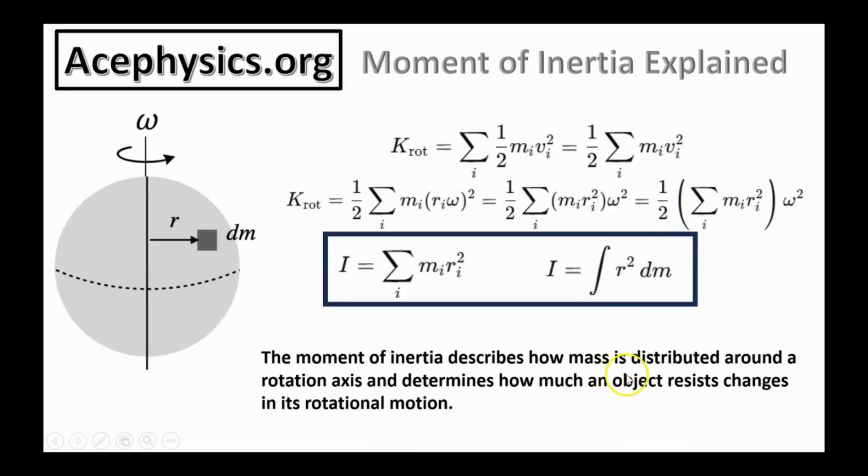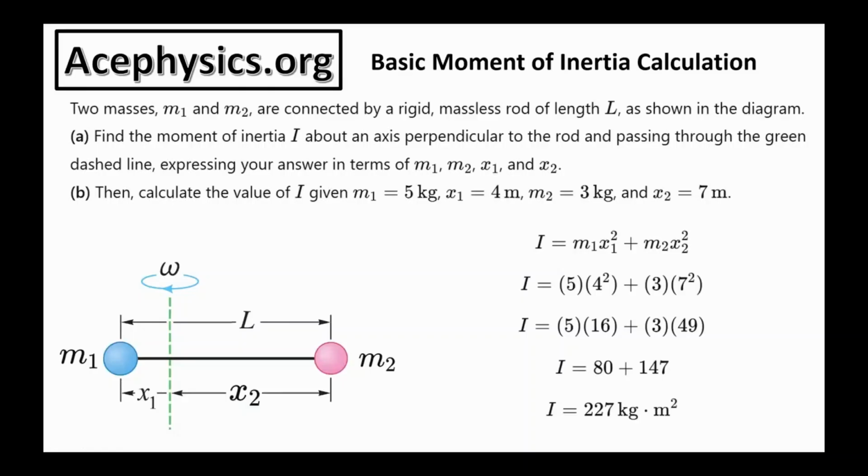And the moment of inertia describes how mass is distributed around a rotation axis and determines how much an object resists change in rotational motion. In the discrete form, I is equal to the sum of mi ri squared, and for a continuous body, I is equal to the integral of r squared dm. Here we have a basic moment of inertia calculation.